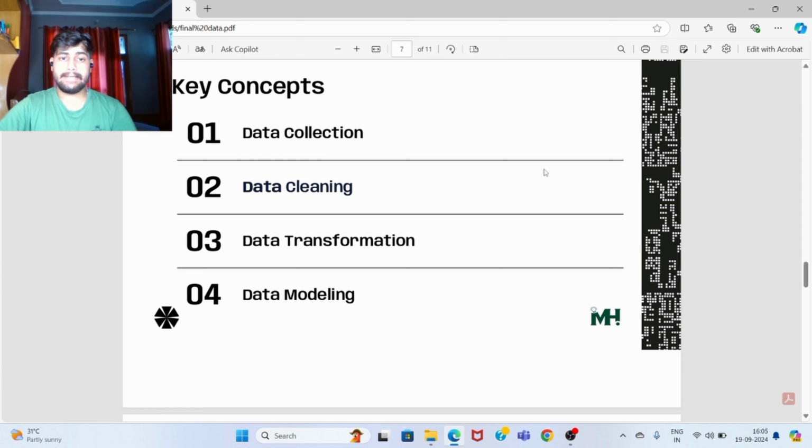What are the key concepts? Data collection, data cleaning, data transformation, data modeling. As I already told in the previous slides, these are the four major key concepts. First, we have to collect the data, then we have to clean it, and then we have to transform it, and at last we will perform data modeling on the data.